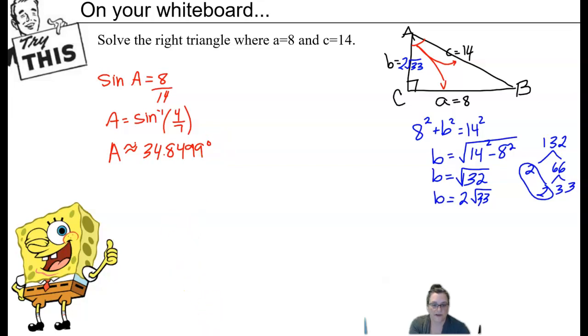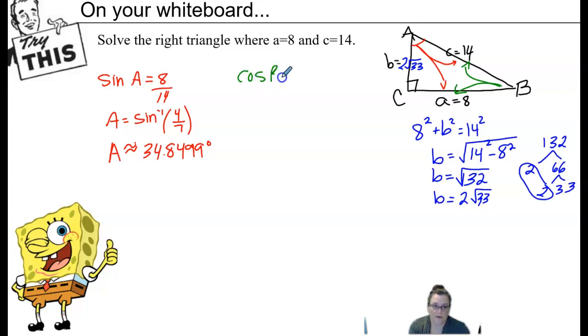Okay, then to find angle B, I have some choices. I could do sine again if I wanted to use that radical, or if I want to use a different trig function, I know the adjacent and the hypotenuse, which would be cosine. I could do tangent. Since I know all three sides, I could do any of those. So I'll go ahead and use the cosine just to keep my numbers simple.